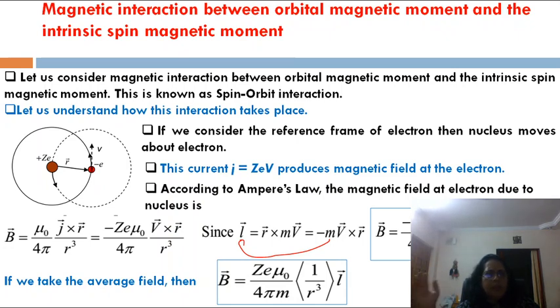So, by considering this assumption, the magnetic field at the electron due to the nucleus, because the nucleus is moving, will be taken to be B is equal to mu 0 by 4 pi, J cross r by r cube, where J is equal to Z e v. So substituting this, we get the magnetic field generated due to the motion of the nucleus, taken to be this.